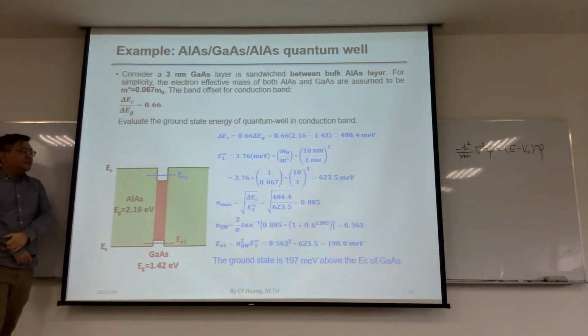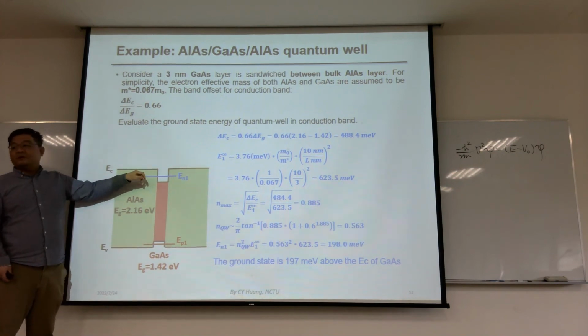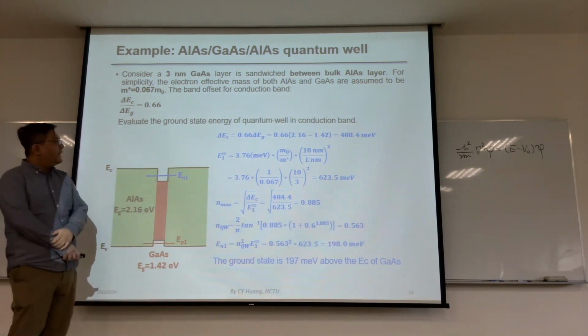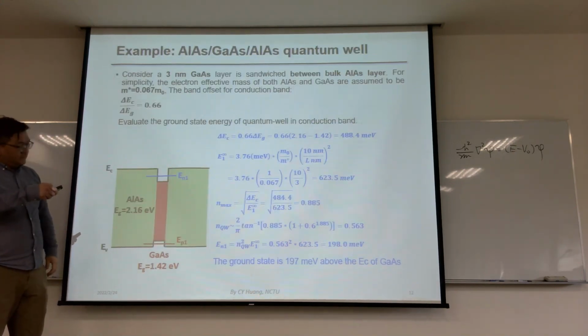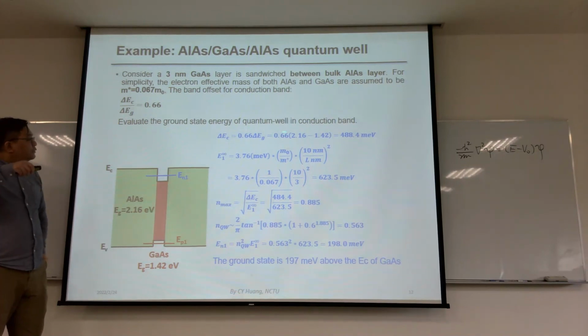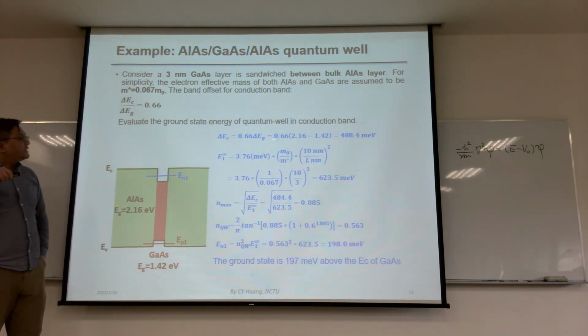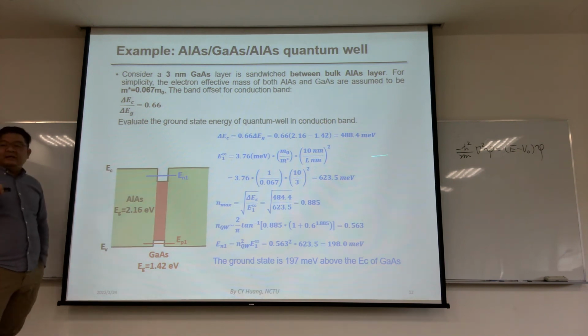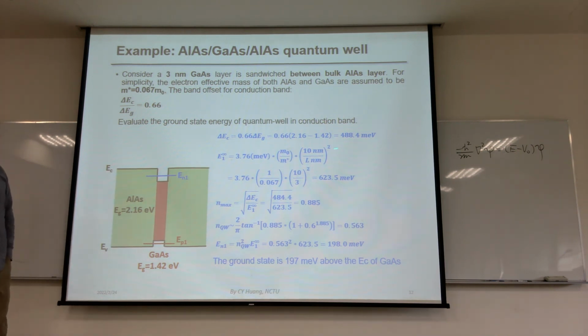Alright, so let's see what's the position of the ground state in this material. We know that the band gap of aluminum arsenide is 2.12 eV, and the band gap of gallium arsenide is 1.42 eV. So delta EC is 0.66 times the difference, which will be 0.488 eV. Let's write it in eV, that will be cleaner. So delta EC is 488 millielectron volts.